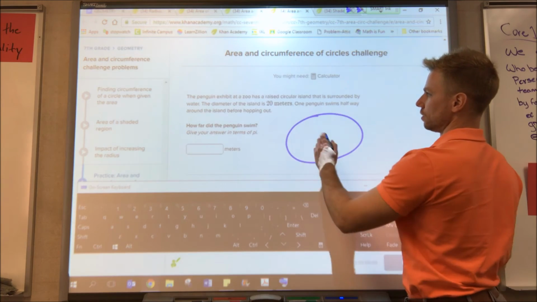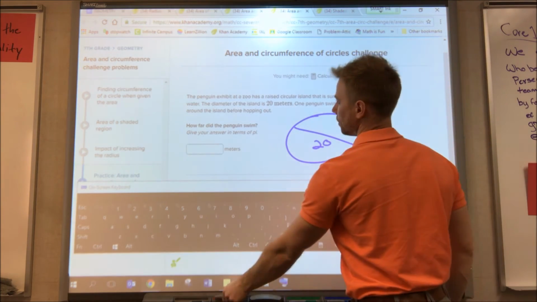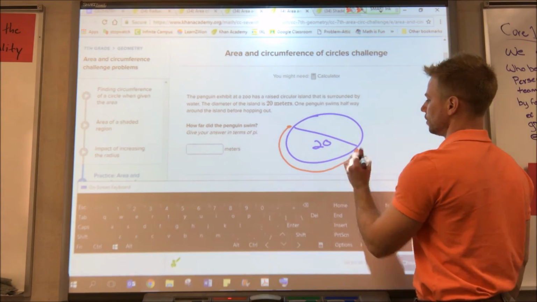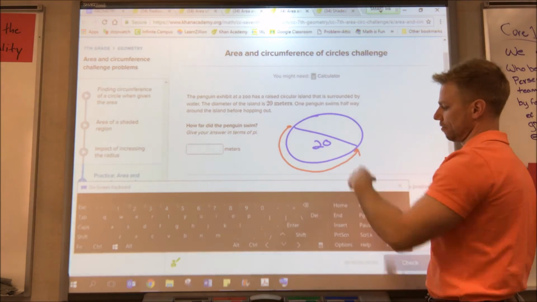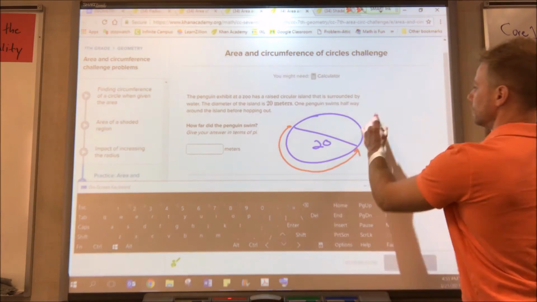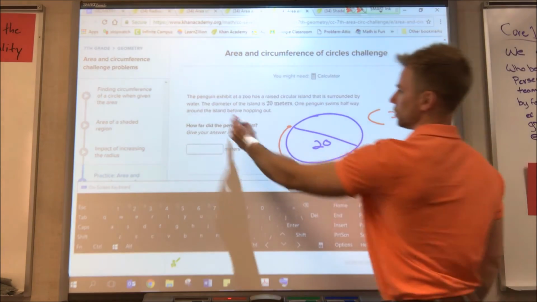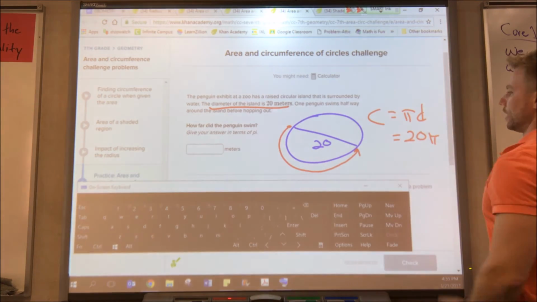So we have a circle with a diameter of 20. The penguin swims halfway around before it gets out. So how far did it swim? Well, it swam half of the circumference. The circumference is the distance around. So circumference is pi times diameter. They told us the diameter is 20, so that's 20 pi.